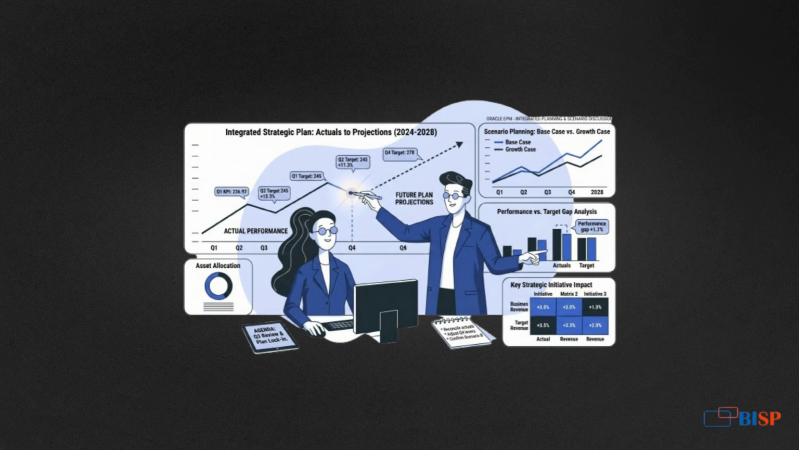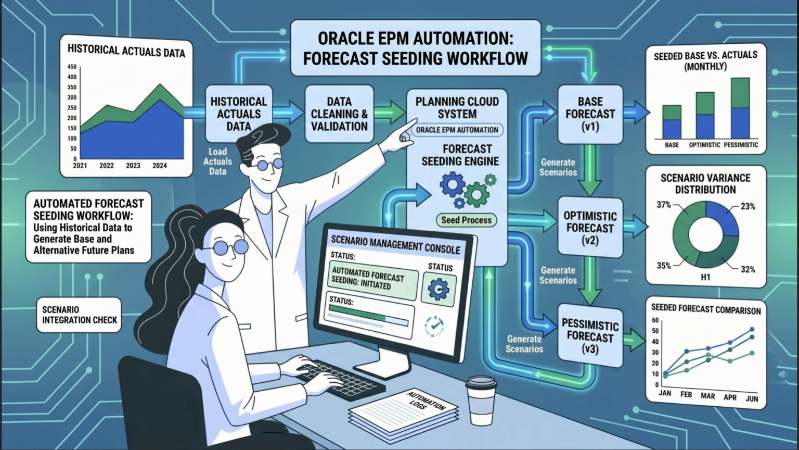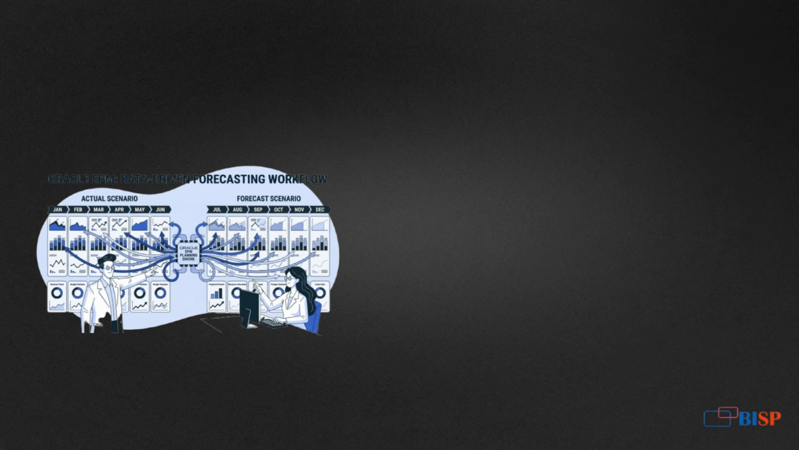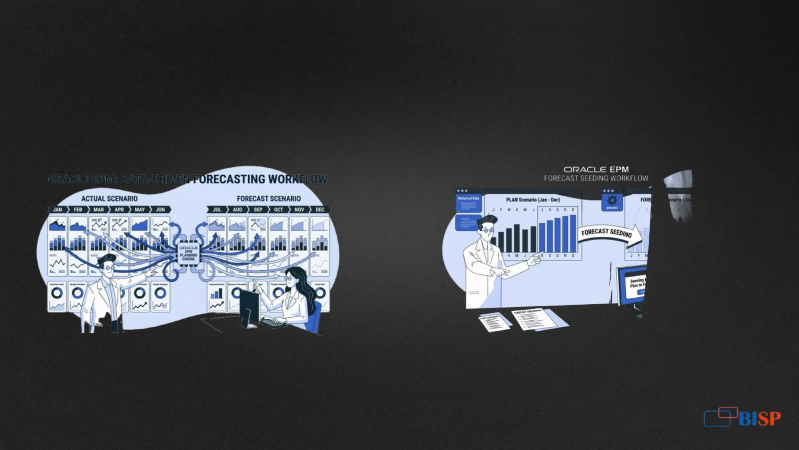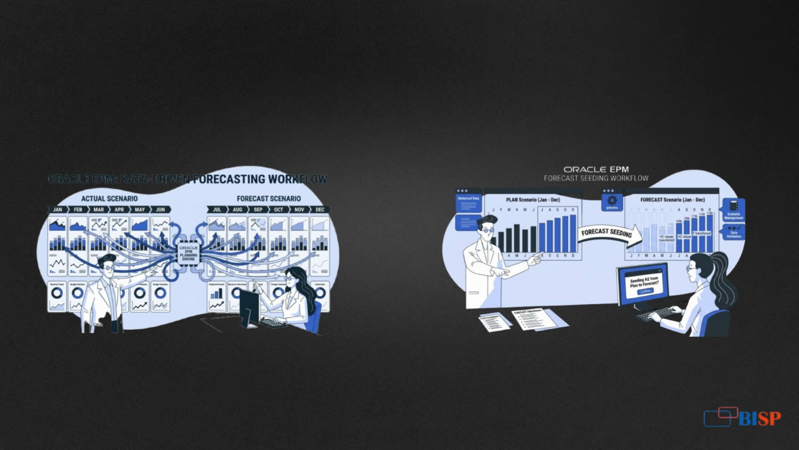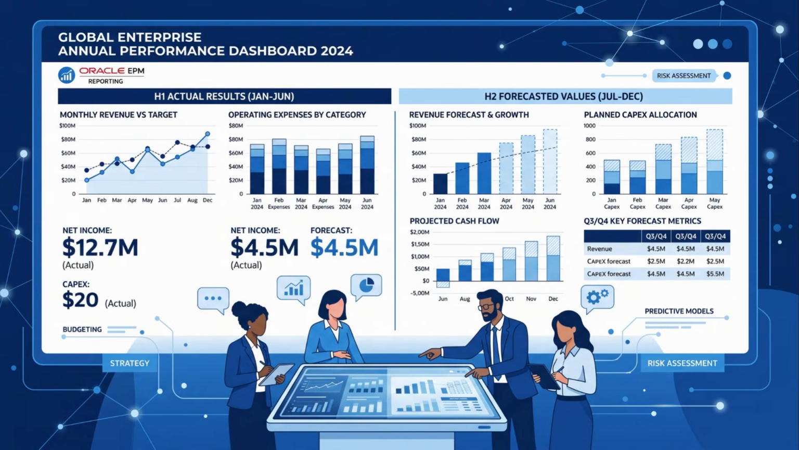Now, management wants to create a forecast scenario that combines the most recent actual performance with the future plan assumptions. So instead of manually entering data month by month, the business decides to use a forecast seeding process. The logic is very simple. For January to June, copy actual data into forecast. For July to December, copy plan data into forecast. As a result, the forecast scenario will contain actual performance for completed months and planned values for future months, giving management a realistic view of the full year's expected result.